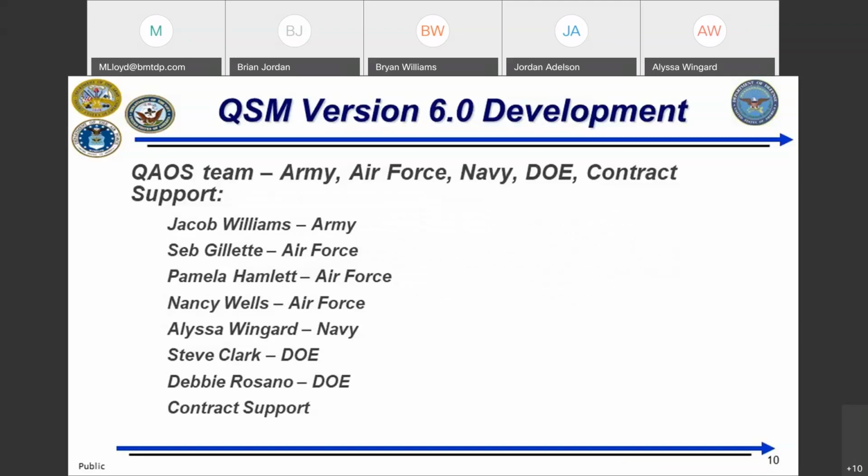So the last portion of my presentation today has to do with QSM version 6.0 development. We have a team of people that we work together on. It's a joint team comprised of Army, Air Force, Navy, Department of Energy, and contract support. You can see the list of the names that participate in the group. On this slide, I won't go over them in depth.